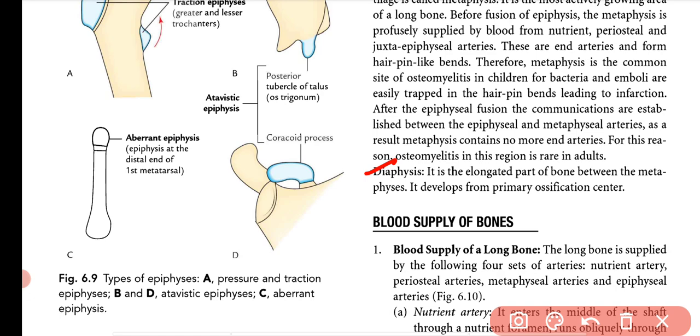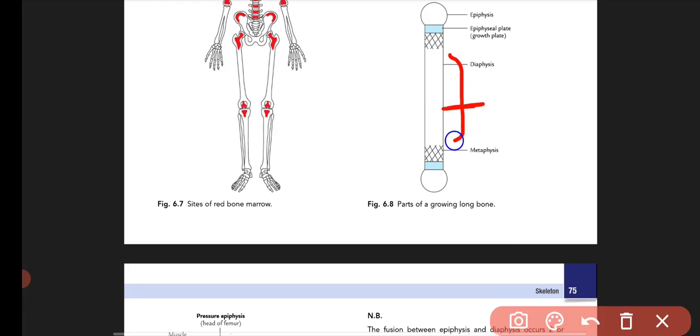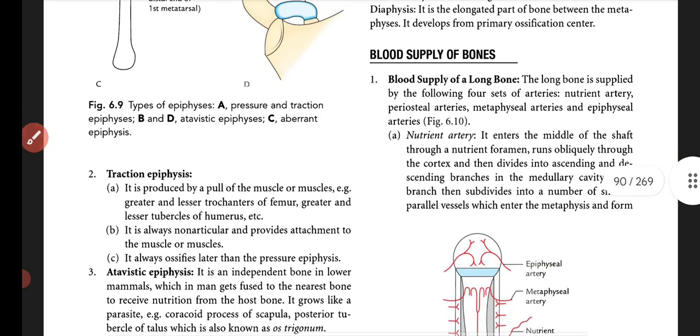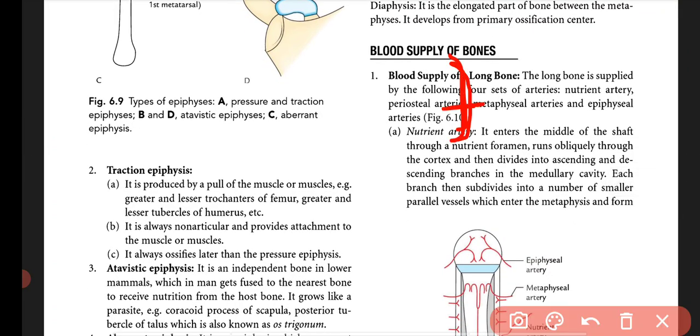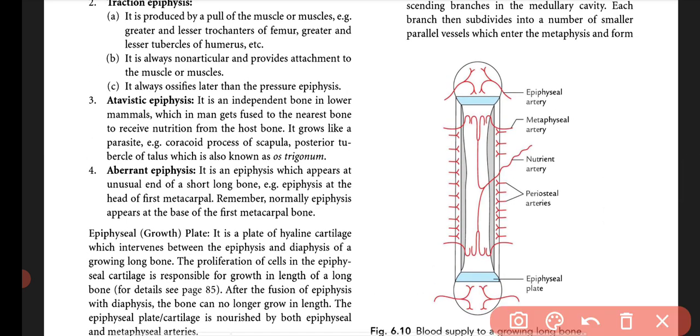The last one is the diaphysis. It is the elongated part of the long bone between the metaphyses. This whole middle portion is the diaphysis. The blood supply of a long bone consists of the nutrient artery, which enters through the foramen in the diaphysis region.